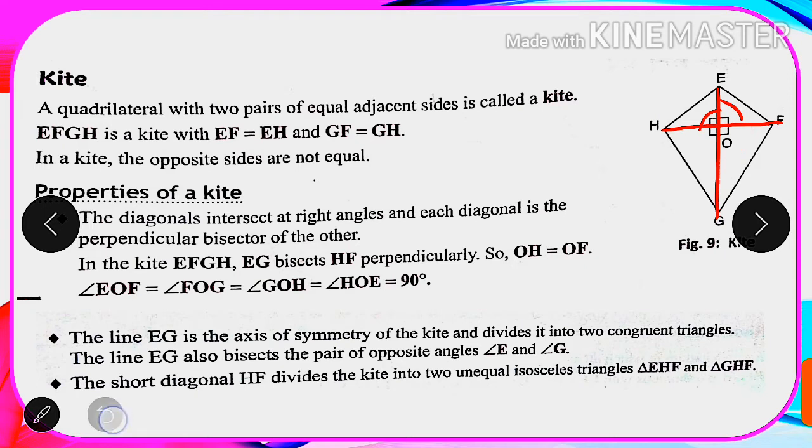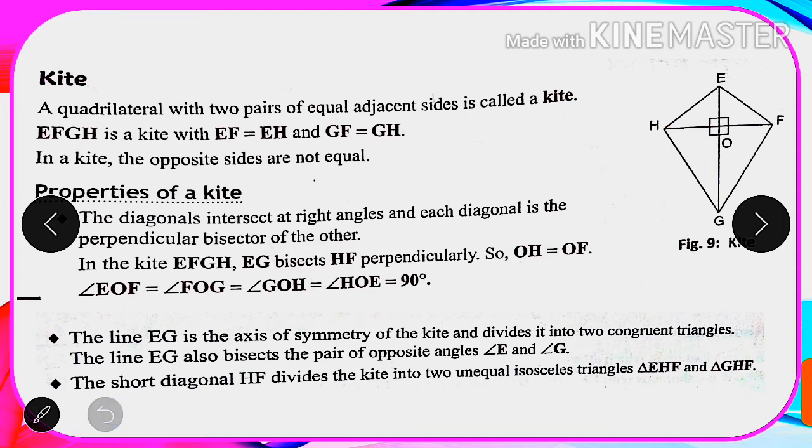And another thing we need to know is, when this bigger diagonal cuts this smaller one, we will find that the bigger diagonal bisects this particular diagonal. Means here we will find that HO equals OF. So this one will be equal to this one.